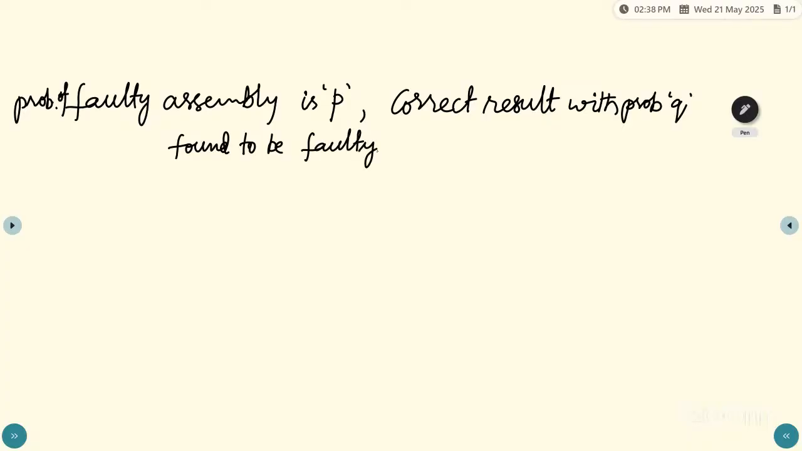It is found to be faulty. Okay. Now you people are doing your graduation. After finishing graduation, after finishing BTech, you might be going to work in some company. Whatever the company is, definitely you will have this kind of process. After assembling something, there will be a testing process.